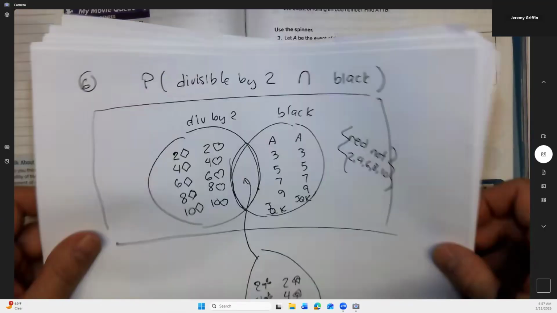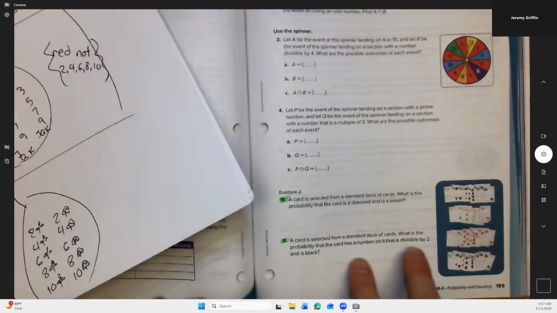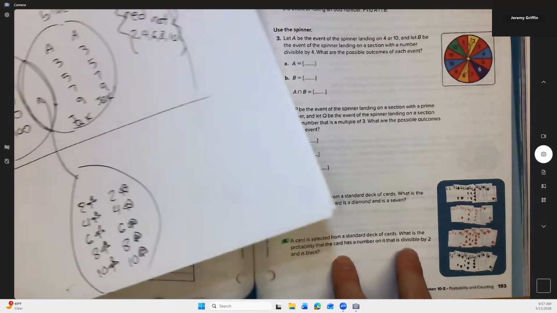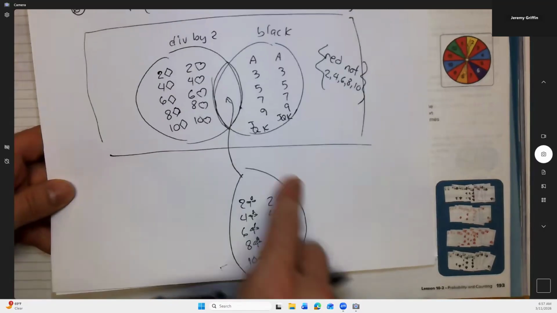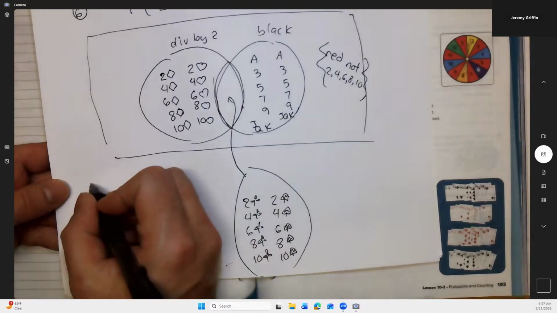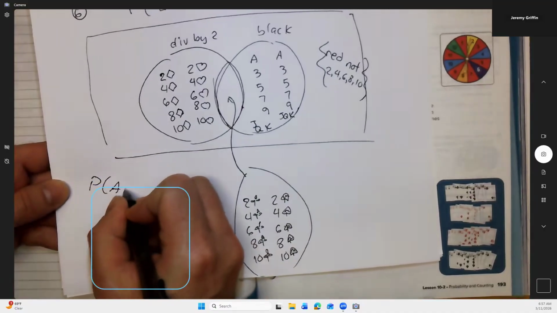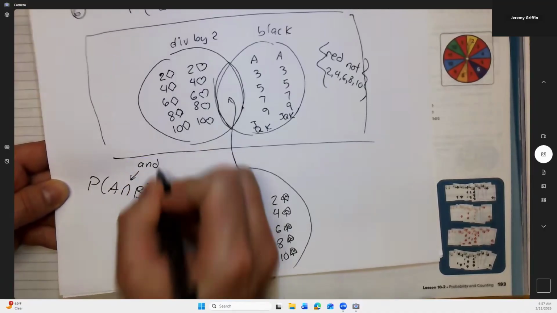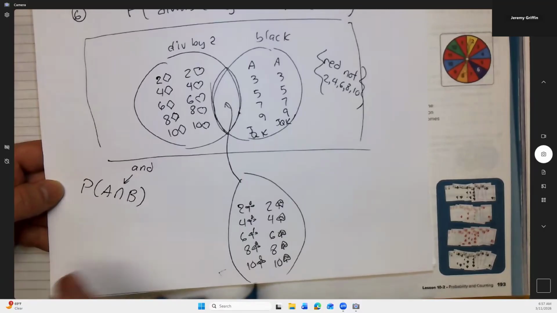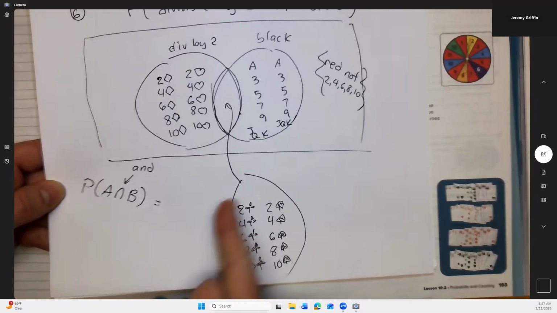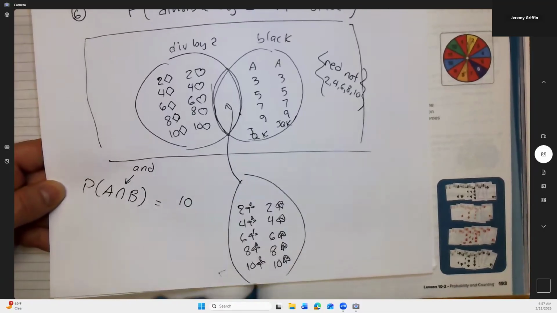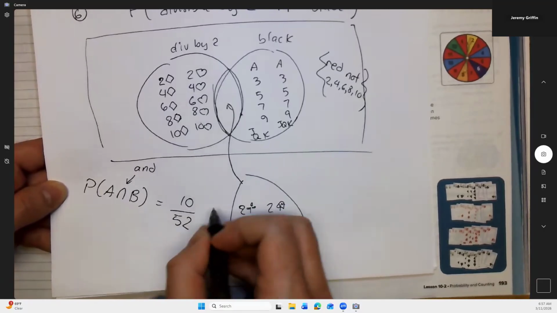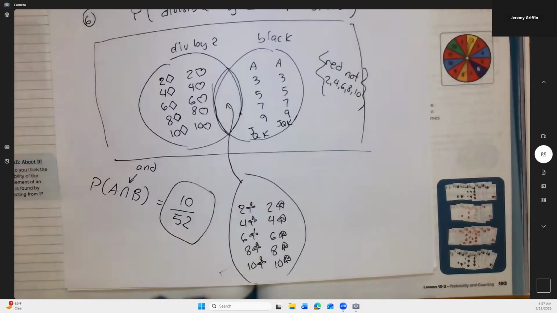All right, so back to the picture, the question then: what's the probability that the card is divisible by 2 and black? Well, again, there are 10 possibilities here. So the probability of A intersection B, I would spell it that way, because you guys saw the word and. We need both conditions true: divisible by 2 and also black. There are 10 possible cards I could pick that would qualify out of 52 cards. So 10 out of 52 could be the answer.